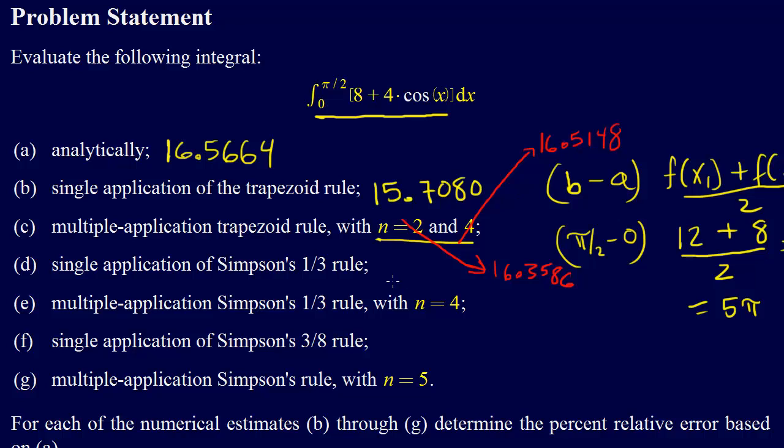All right, so that's part C. For part D, we have to do a single application of Simpson's 1/3 rule. And Simpson's 1/3 rule is listed in the book on page 621. We just do b minus a times f of x0 plus 4f of x1 plus f of x2, all divided by 6.